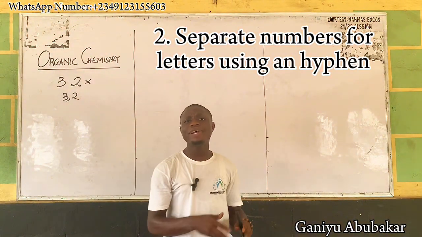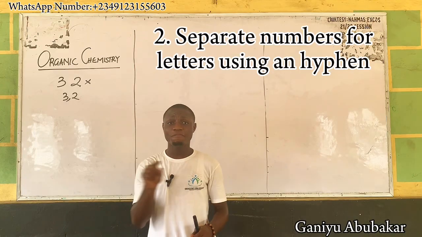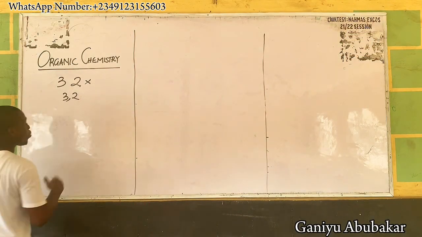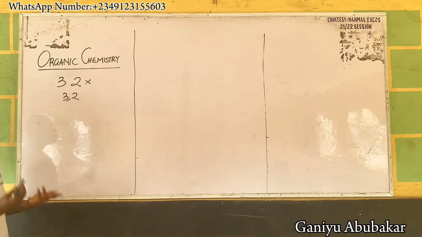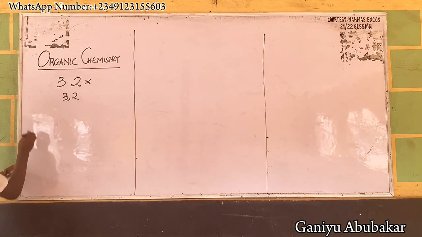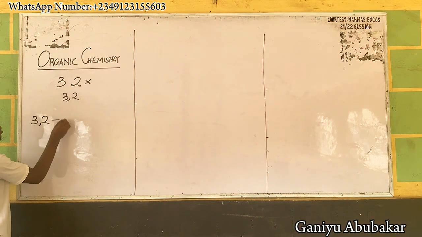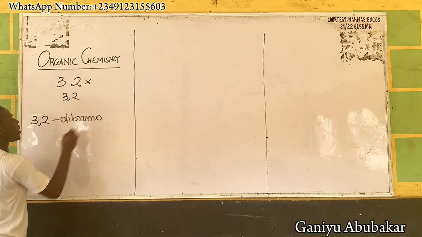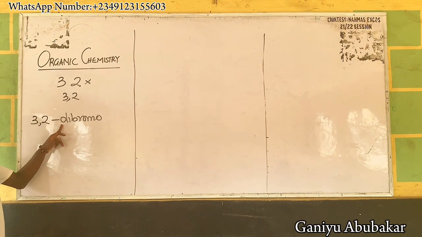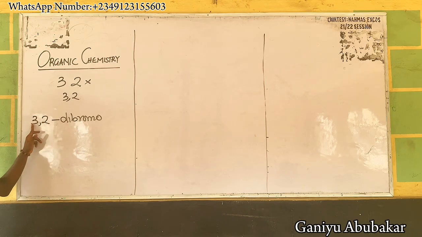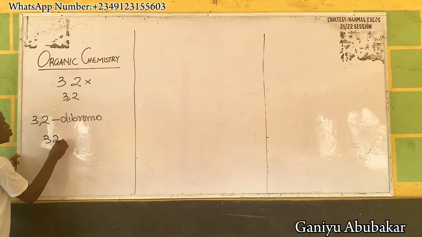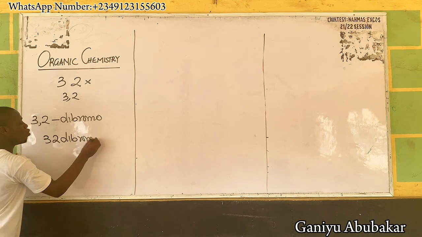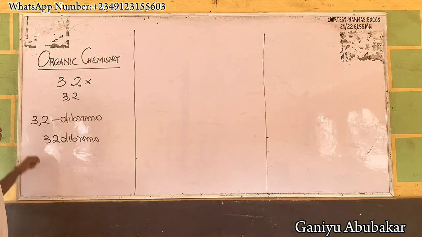Rule 2 says separate number from alphabet using a hyphen. So let's say I want to write what I said earlier in full. If I have to write 3,2-dibromo, I'll write it as 3,2-dibromo. Observe, I separate number from letters using what? A hyphen. I separated number from number using what? A comma. Please don't write it in the wrong way. That is very, very wrong. So number from number using a comma, number from alphabet using a hyphen. So this is correct.